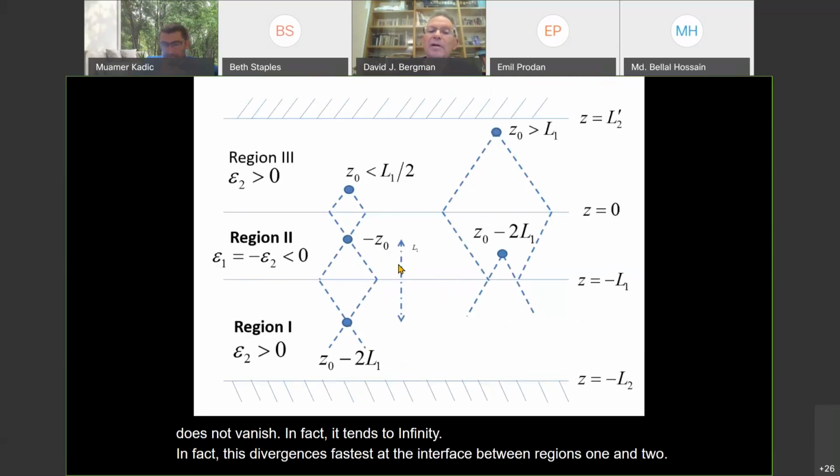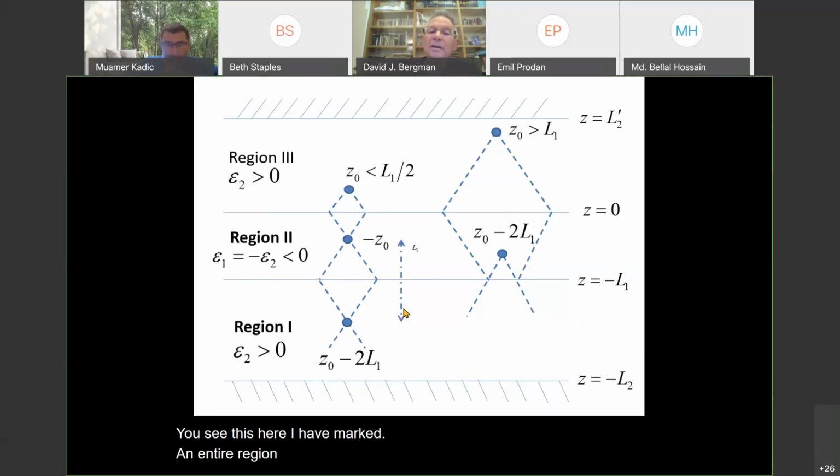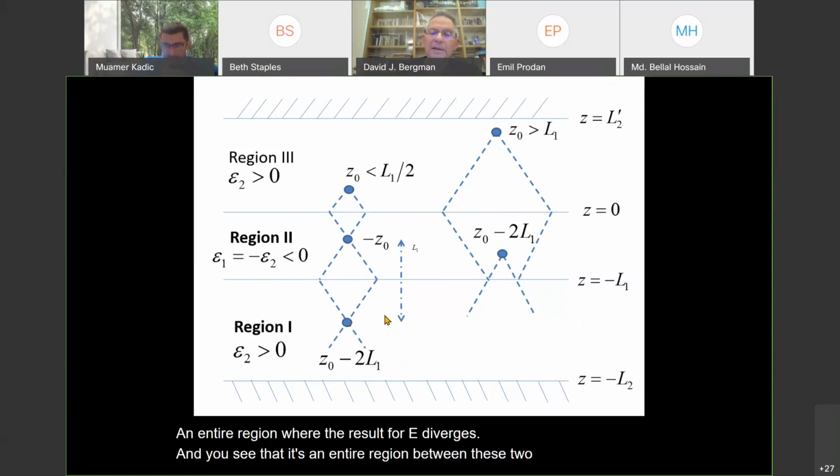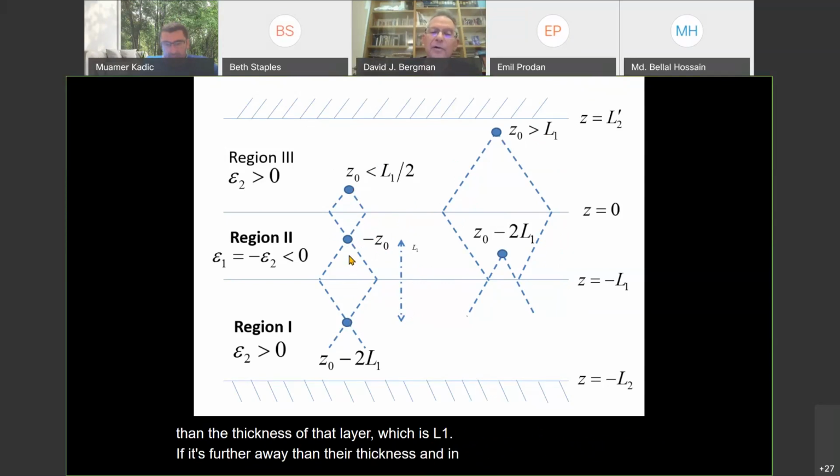You see this here. I have marked an entire region where the result for E diverges. And you see that it's an entire region between these two focal points. Now, in fact, this is when the object is closer to the intermediate layer, closer than the thickness of that layer, which is L1. If it's further away than that thickness, in fact, there are not 3 focal points.